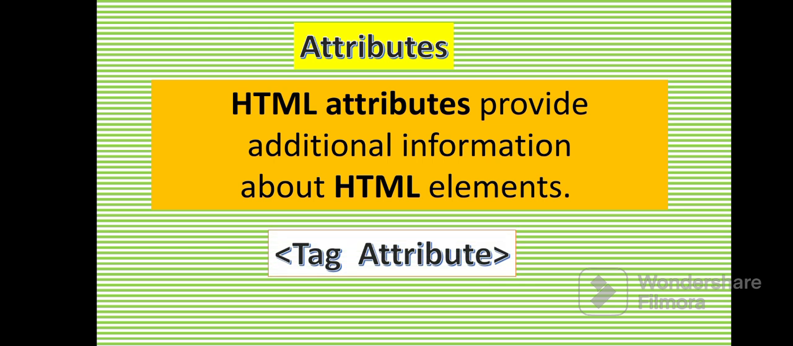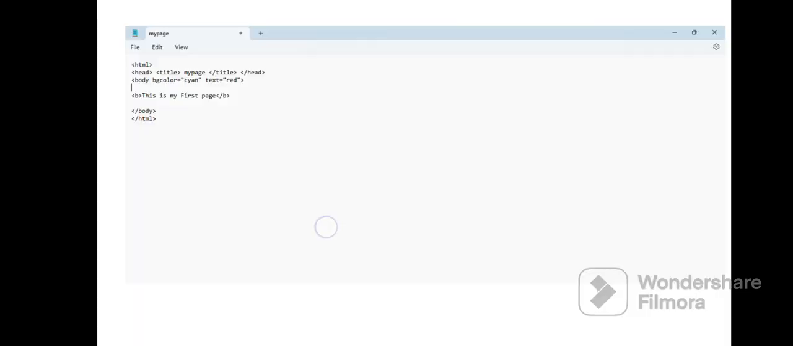Now the syntax of writing an HTML attribute is: inside the angular brackets, write the tag name, and with a space you write the attribute, and further you'll be learning how to write more attributes.